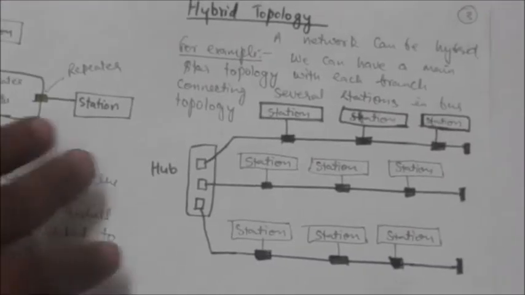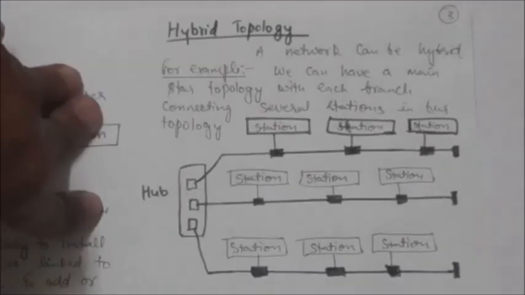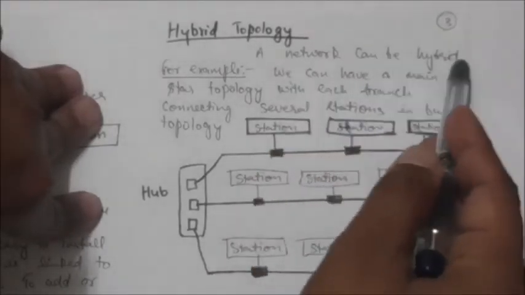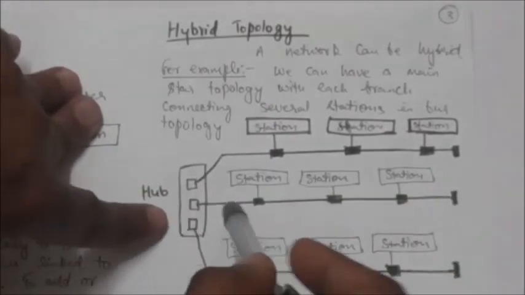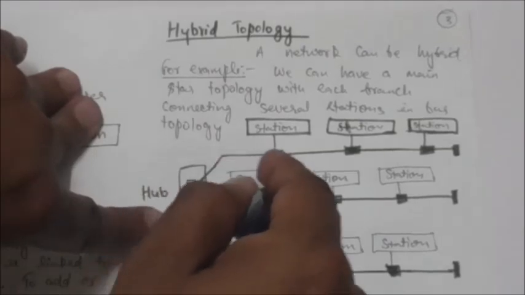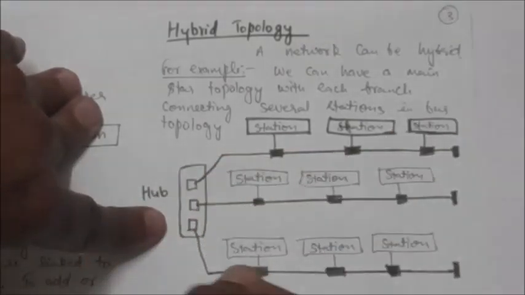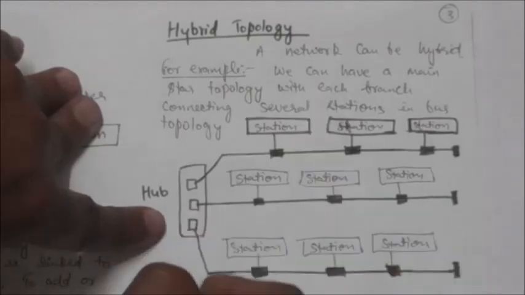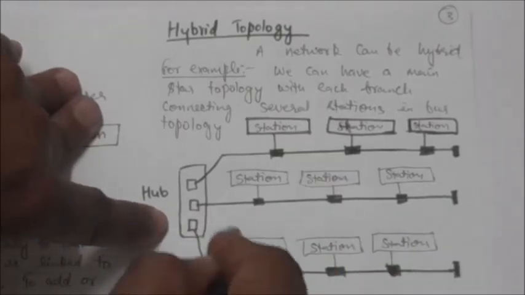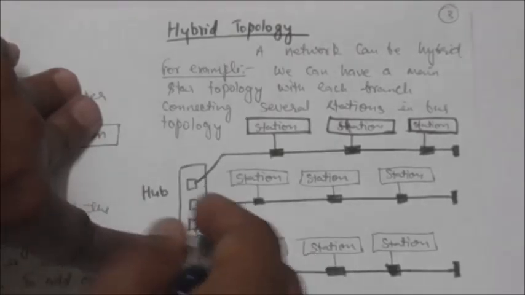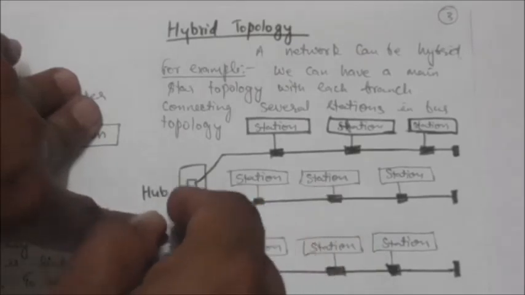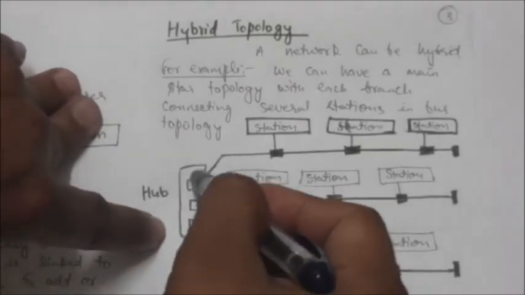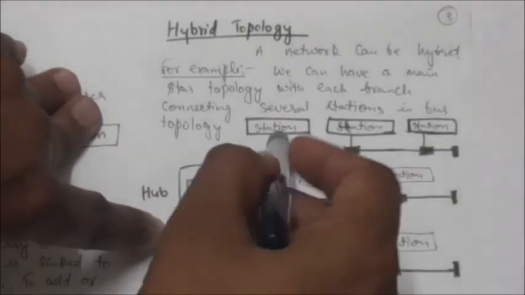Now there is another topology which is called hybrid topology. Now we will study about hybrid topology. A network can be hybrid. For example, as you can see in this diagram, we can have a main star topology, and each branch connecting several devices in bus topology, right? As you can see in this example, here we have a main star topology, and each branch is connecting several stations in bus topology.